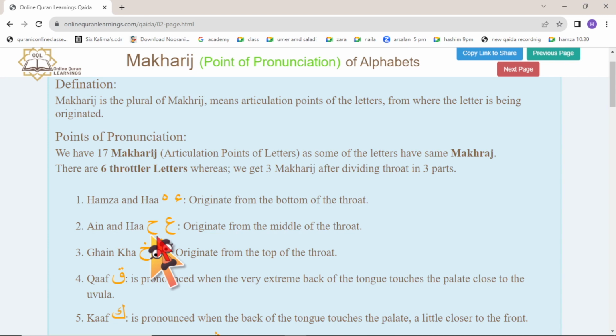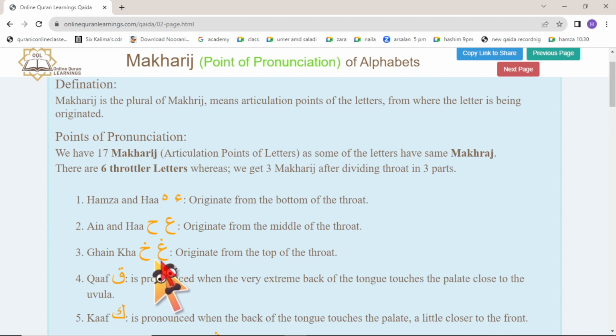Ain and Ha originate from the middle part of our throat. So now we'll read these two. Ain. Repeat after me. Ain. Next one, Ha. And the third part is where Ghain and Kha occur.